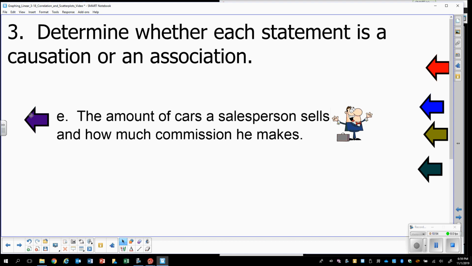Looking at this one, the amount of cars a salesperson sells and how much commission he makes. Car salesmen earn their money based off of the amount that they sell. So we could say here that there is causation between the number of cars that they sell and the commission that they make. Because if they sell 2 cars, they will make this much money.